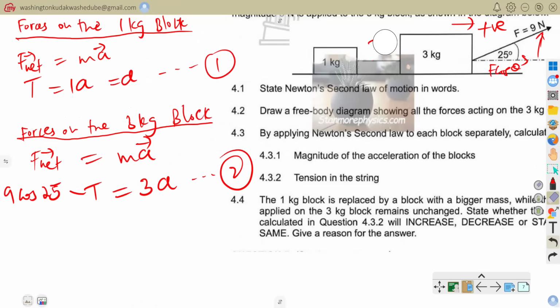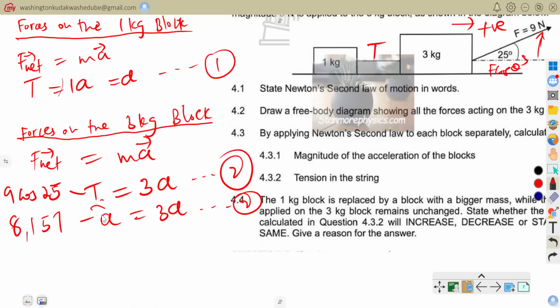So the tension that is acting here is the same for both the 1 kg and the 3 kg blocks. So we can simply substitute the value for tension that we found, which is just the acceleration. So I can say 9 cos theta becomes 9 cos 25. That becomes 8.157. So 8.157 minus acceleration is equal to 3 acceleration. That becomes the new equation 2.